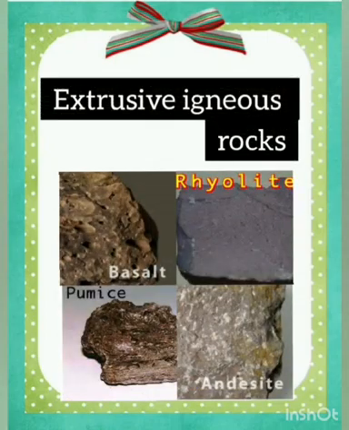Extrusive igneous rocks. Rocks formed by the cooling and solidification of molten magma on the surface of the earth are called extrusive igneous rocks. They have a very fine grained structure. Basalt is a common form of extrusive igneous rock. Rhyolite, andesite, pumice are other examples of extrusive igneous rocks.